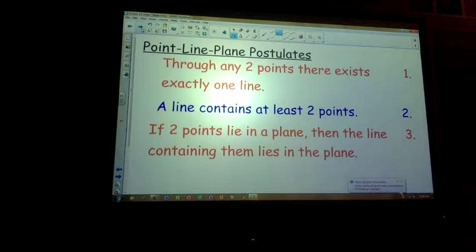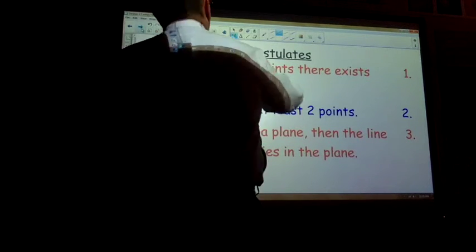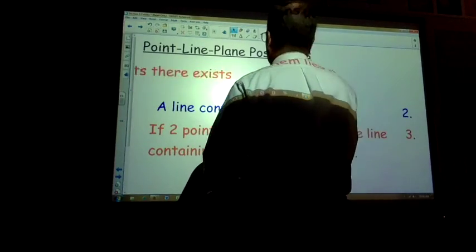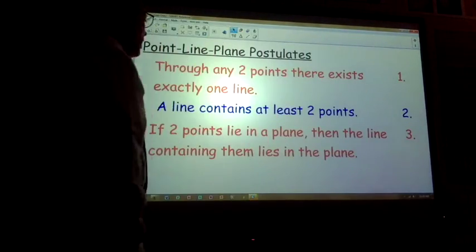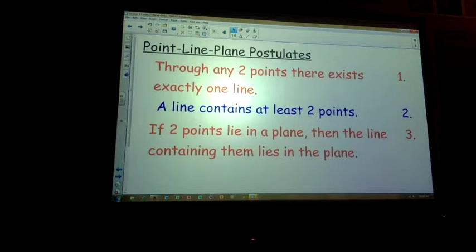So point, line, plane postulates, and then through any 2 points, there exists exactly one line. We know that. It doesn't matter what 2 points I'm using, whether in 2 space, 3 space, whatever space. All right, and then a line contains at least 2 points. So we can't call a line unless we have 2 points that are defined. If 2 points lie on a plane, then the line containing them lies in the plane as well.